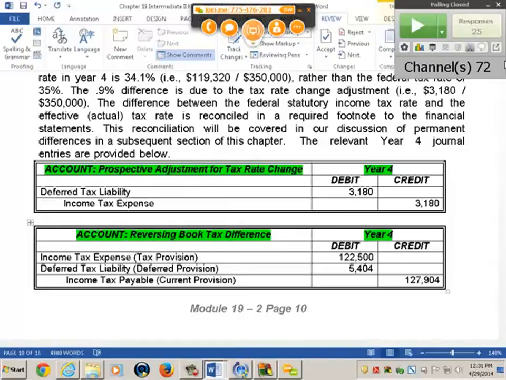Now, you're in a reversing period, so therefore, when you pay the government $127,904, you pay them for current economic activity, which is the 122.5 tax on that current economic activity, plus paying back the previously deferred liability. So you pay it back, and by the way, you're paying it back at 35%, and that's why the tax rate change is implemented early in year 4 so that the deferred liability captures that correct amount.